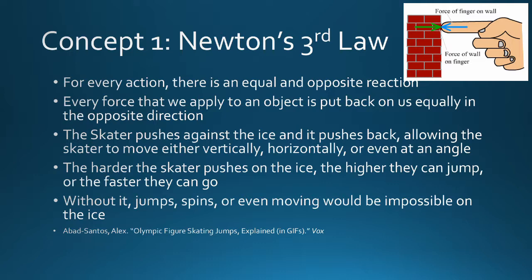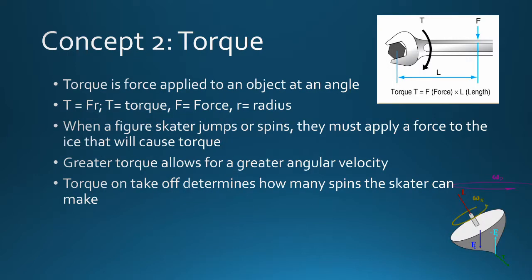Our second biomechanical principle that heavily influences ice skating is torque. Torque is a force applied to an object at an angle that causes the object to rotate around a set radius. The torque is equal to the force applied times the radius it is rotating around.